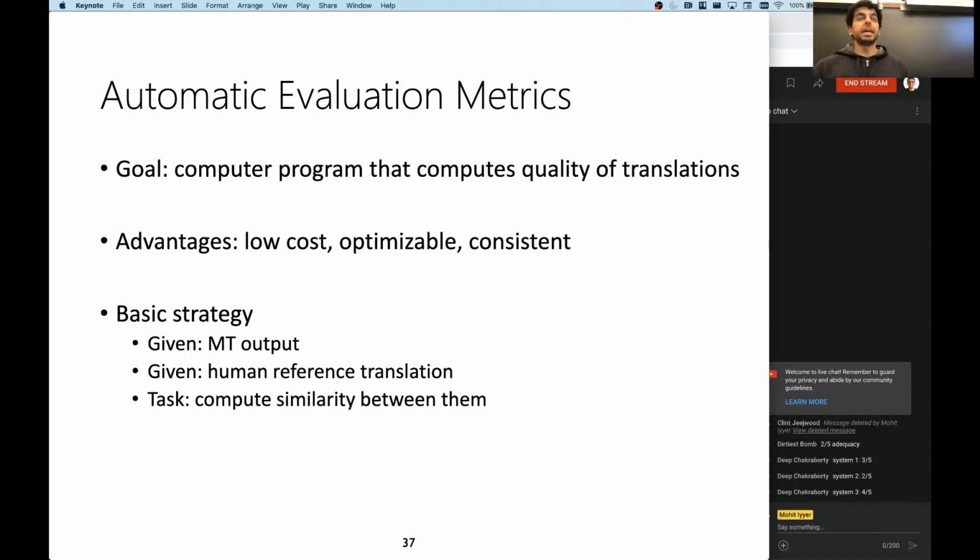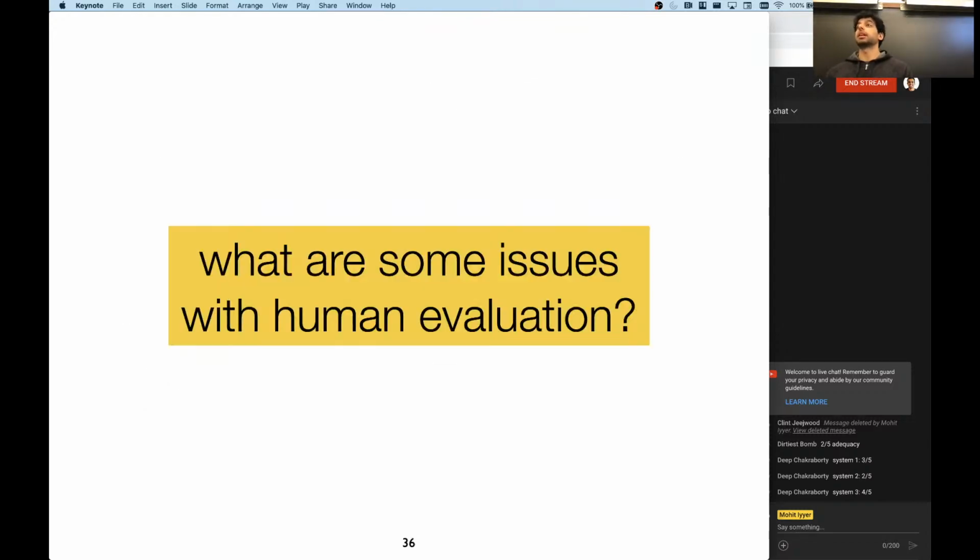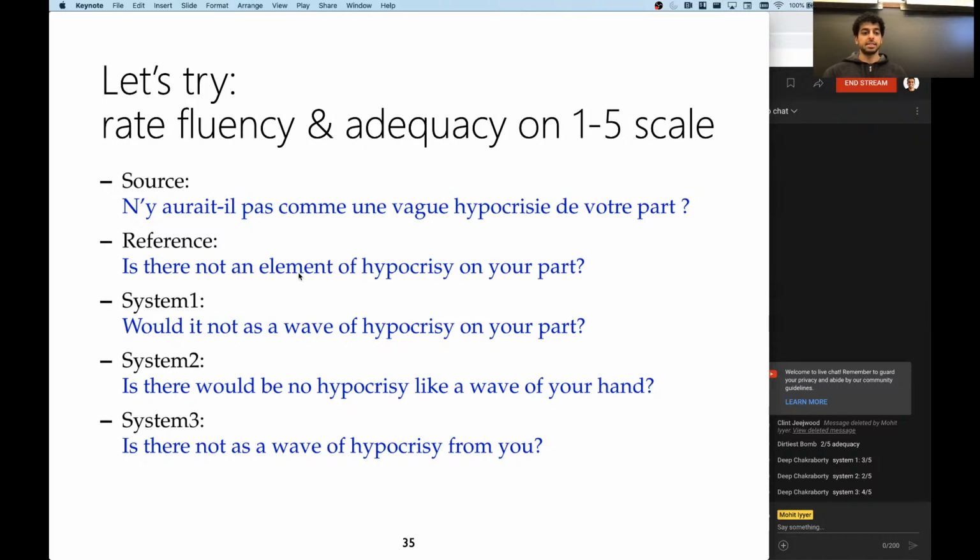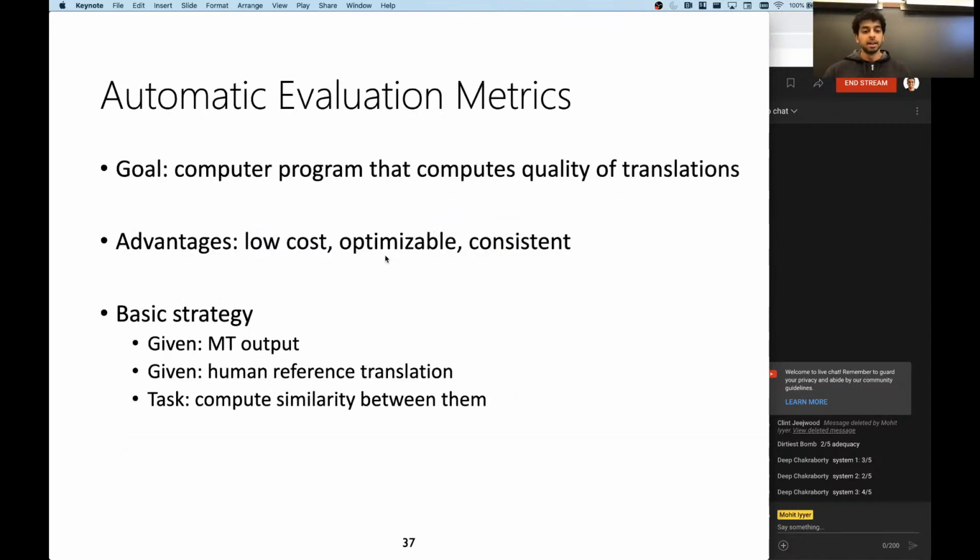So the basic strategy for this kind of automatic evaluation is you're given the output of the translation system. You're given a human reference translation that the human wrote. So in this case, it would be this reference sentence here. And sometimes you're given the source sentence as well. And you're asking the model to essentially compute the similarity between the reference sentence and the translated output sentence.